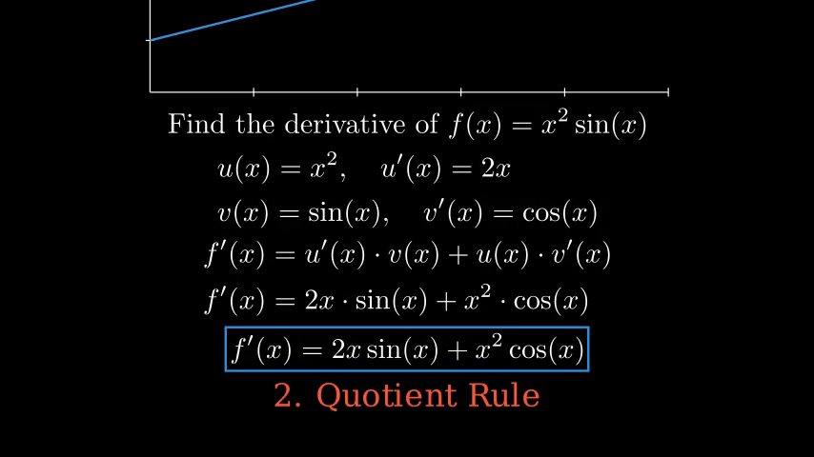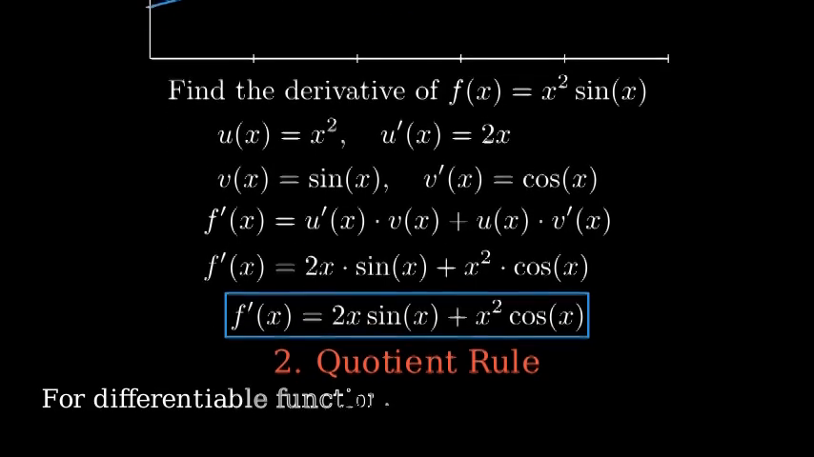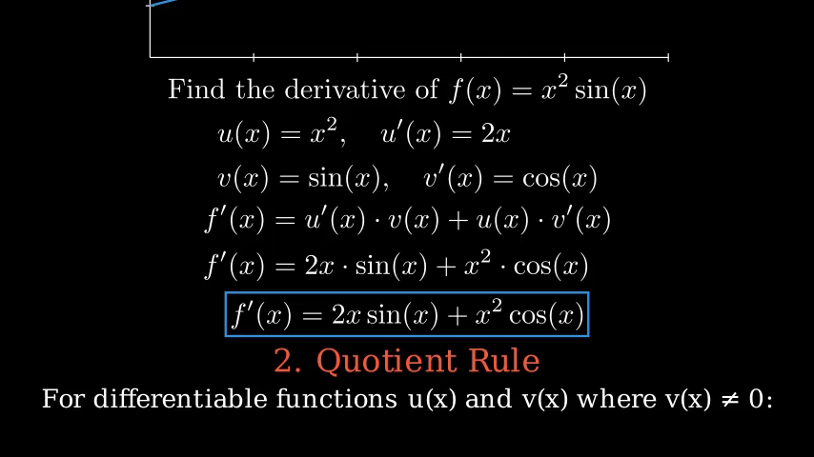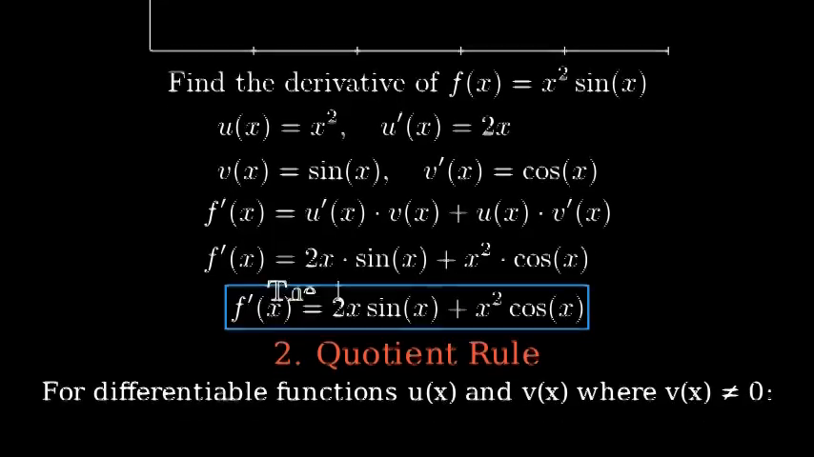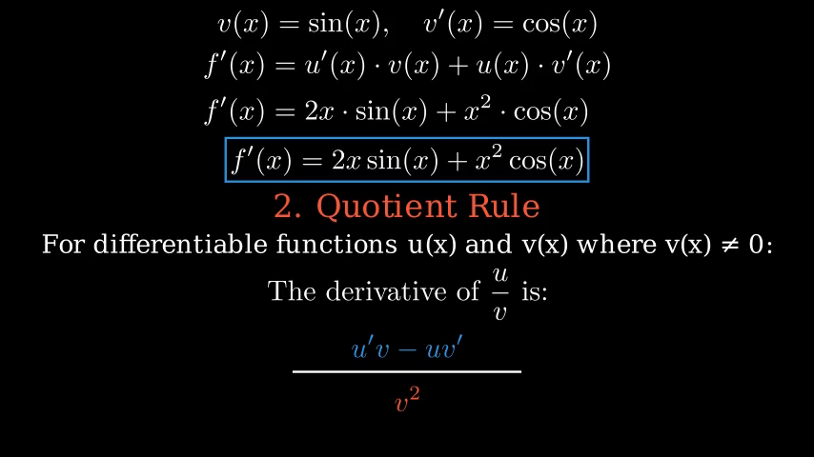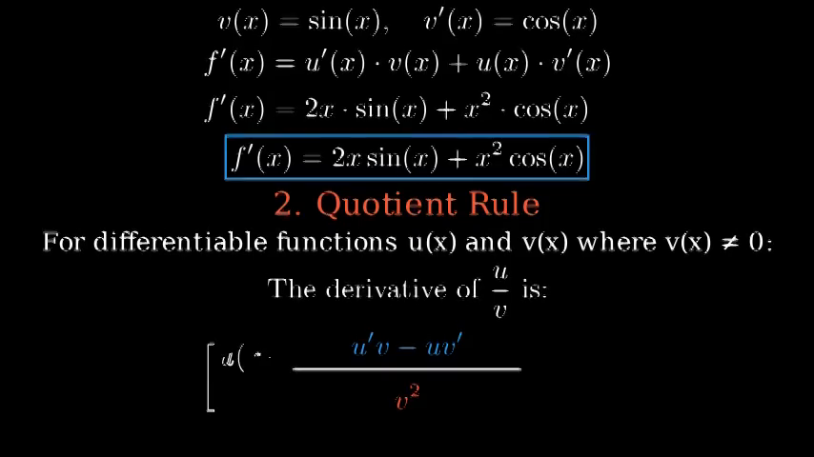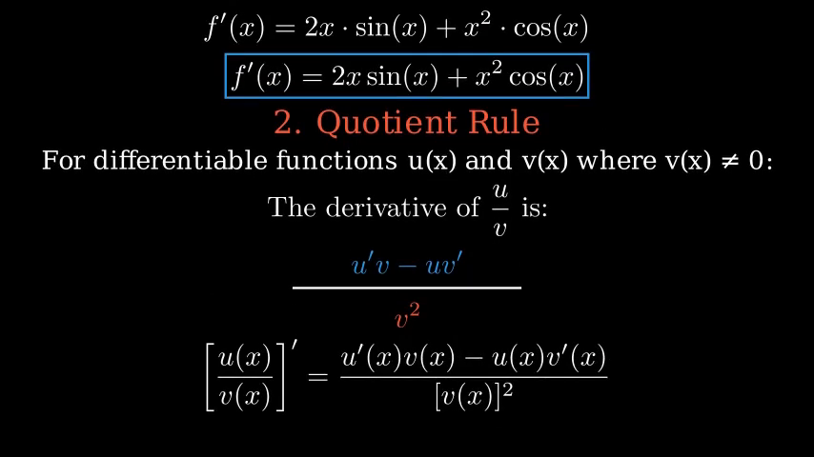Now let's move on to the quotient rule. The quotient rule tells us how to find the derivative of a fraction with variable parts in both the numerator and denominator. If u of x and v of x are differentiable functions, and v of x is not 0, then the derivative of u over v equals u prime times v minus u times v prime, all divided by v squared. In mathematical notation, the derivative of u divided by v equals u prime times v minus u times v prime, all over v squared.